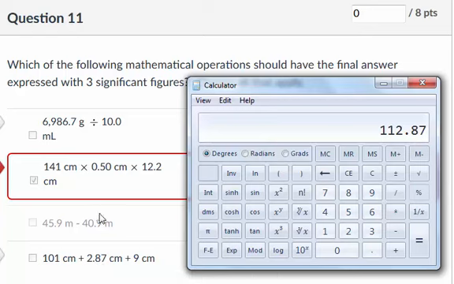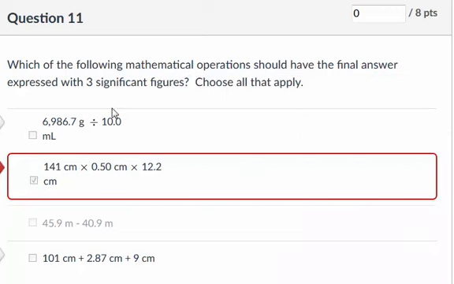So for addition and subtraction, you have to do the math to figure out how many sig figs your final answer would have. But for division and multiplication, you just have to count the sig figs of the values to determine how many sig figs your answer would have.